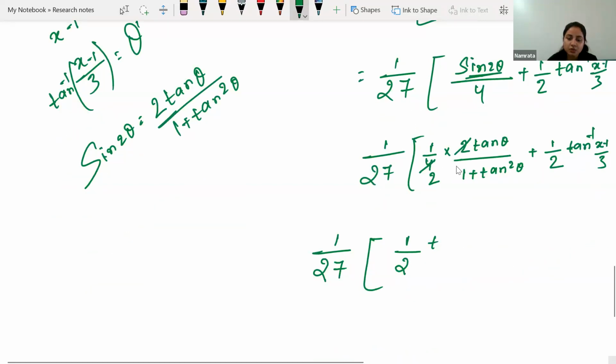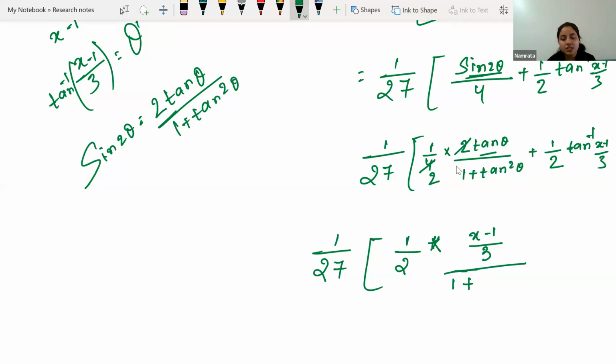Let me know whether it is making sense to you or not. So we were having tan theta, we have replaced it by x minus 1 by 3 in the numerator, because tan and tan inverse just neutralize each other, and in the denominator we have 1 plus tan square theta, so basically the whole square of x minus 1 by 3. Plus the other term as it is, tan inverse (x minus 1)/3.